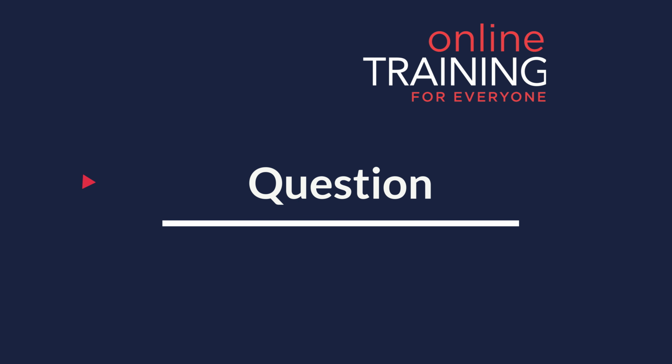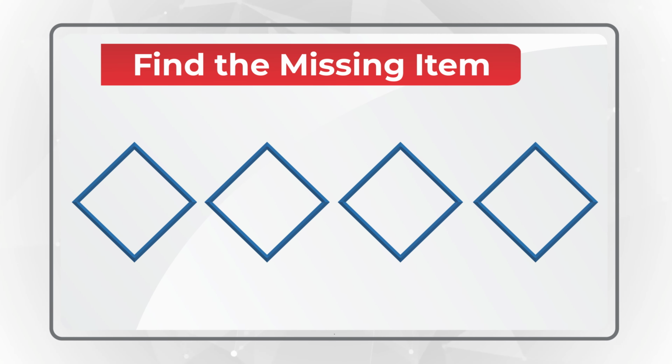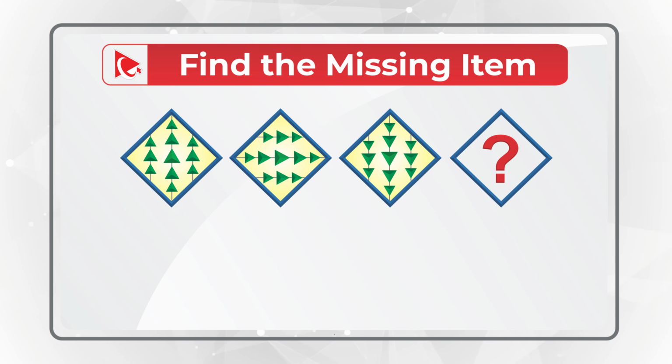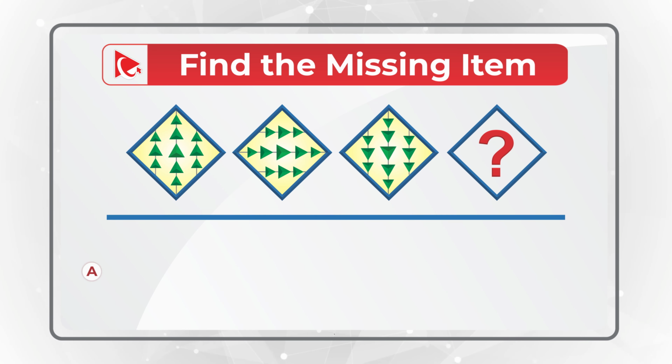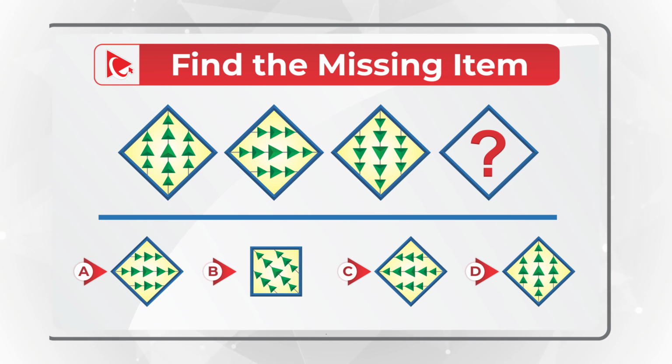Here's an amazing question which tests your analytical skills. You're presented with a set of diamonds. Each diamond has other objects inside, and you need to find the missing diamond, which is diamond number 4. You have 4 different choices to choose from. Choices A, B, C, and D. Take a close look to see if you can come up with the right solution.